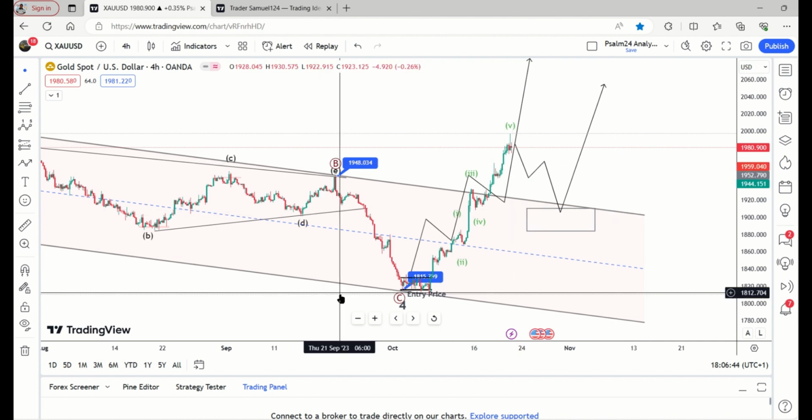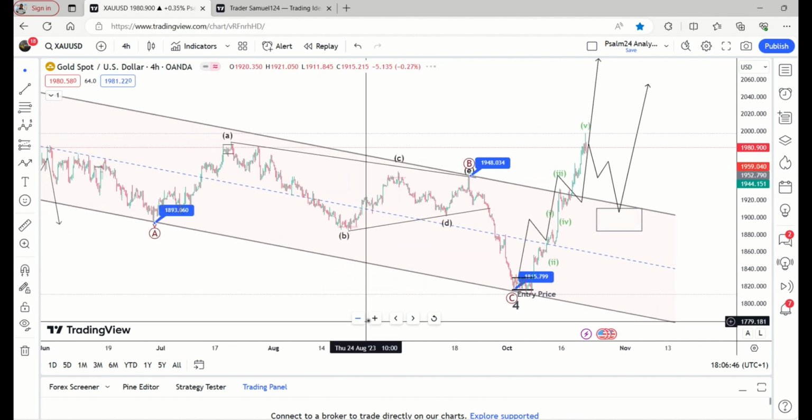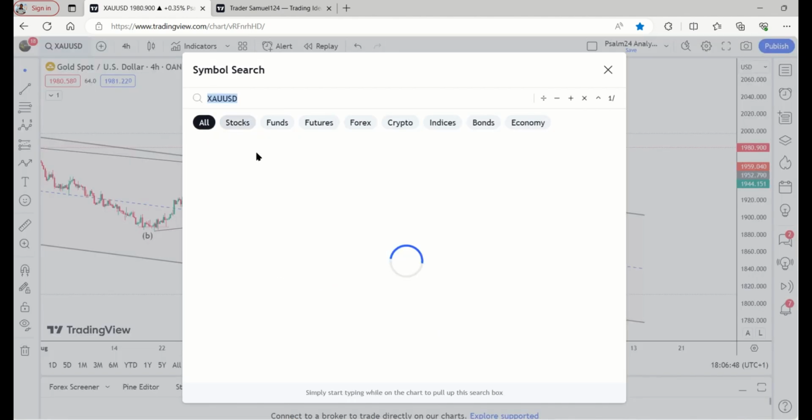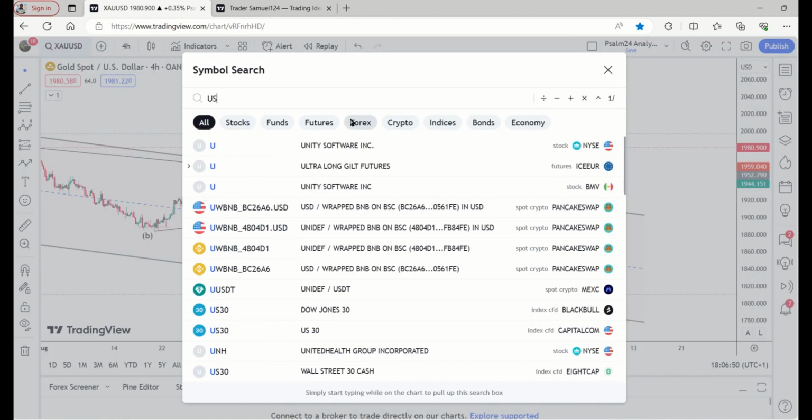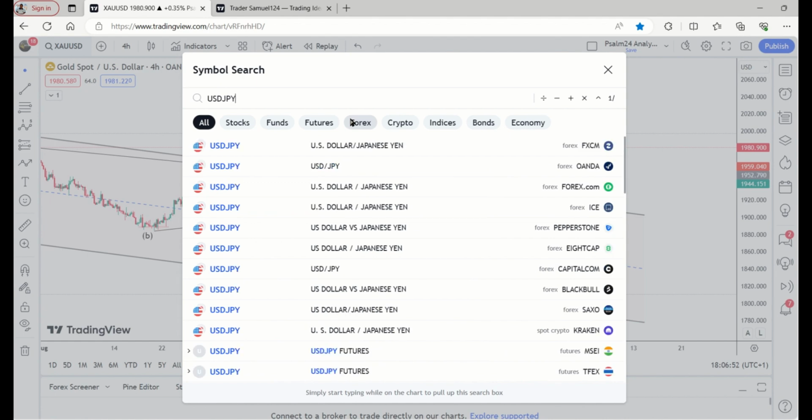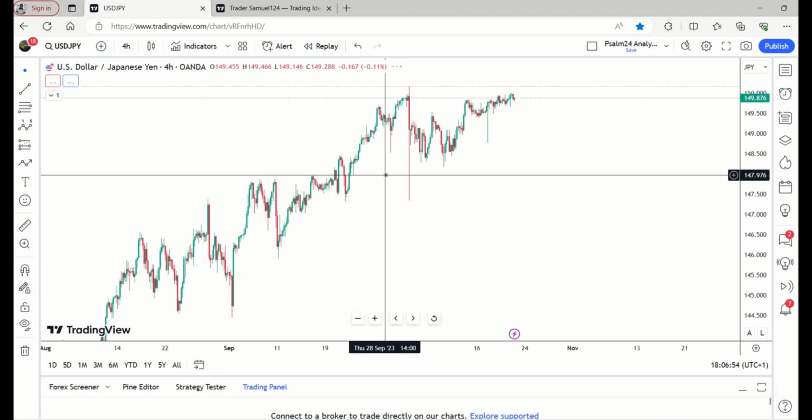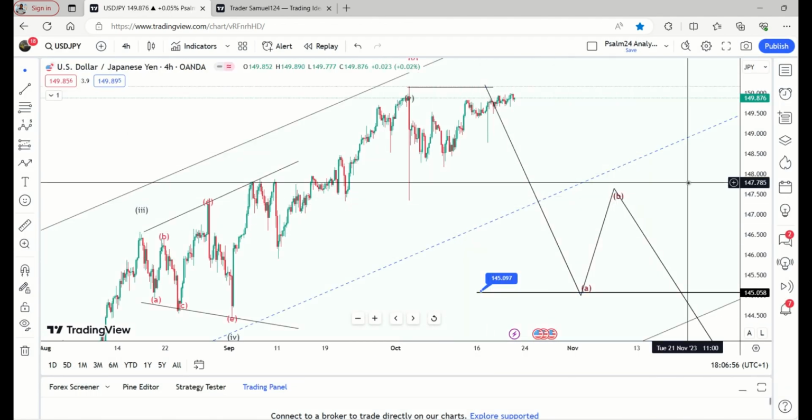All right. So what do we have here? Okay, we did USDJPY last week. We said we should be expecting some sort of a down move here.